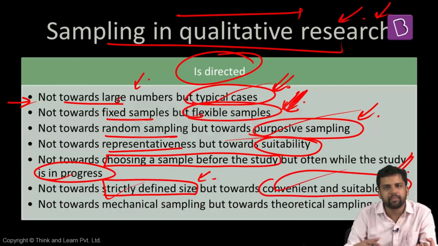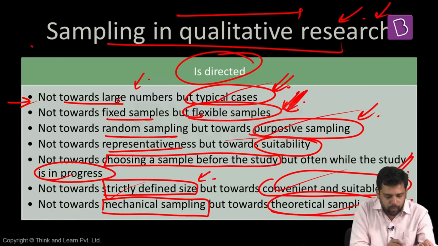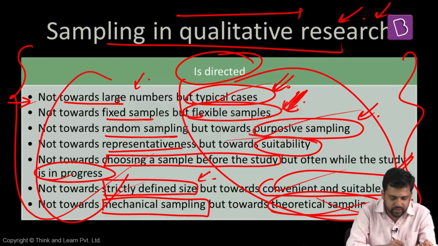You're going for convenience, suitability. If a larger number of interviews is required, go for it. It is the sample size. It is not targeted towards mechanical sampling, but rather theoretical sampling. So qualitative sampling is directed towards these things rather than those things.